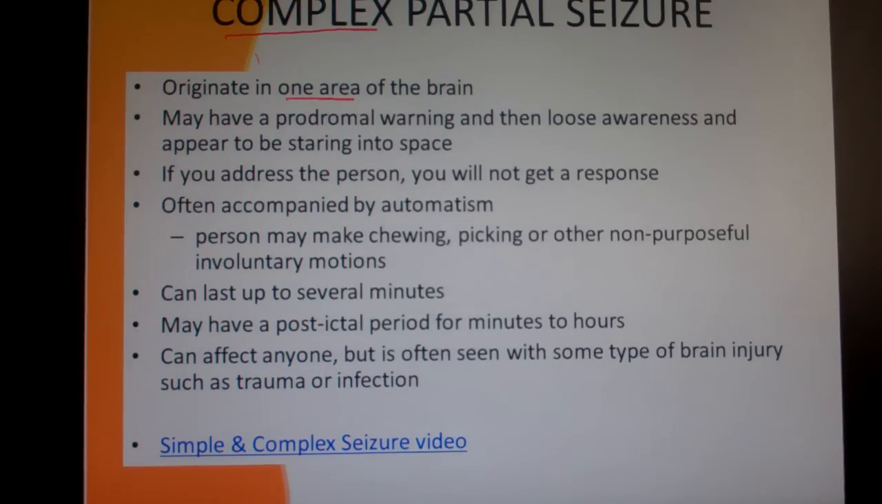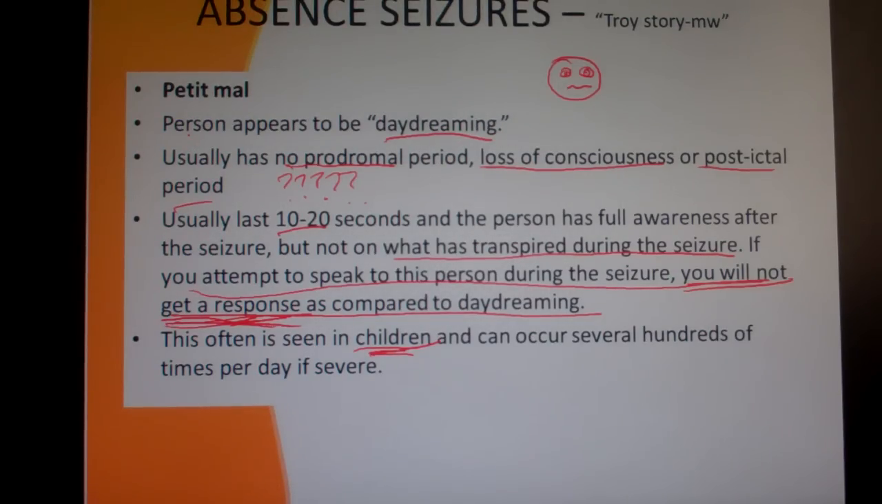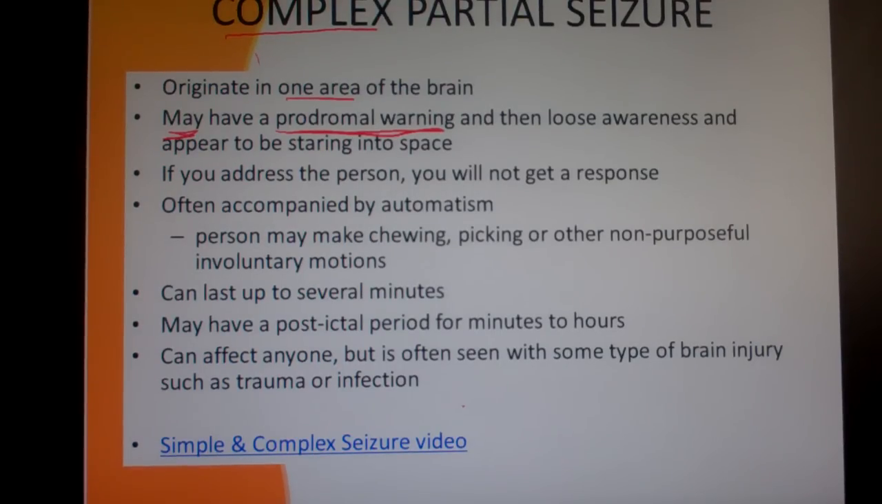So we're still at one area of the brain, and here you may have a prodromal warning. What did we say about the simple one? No, that wasn't what we were talking about. We were talking about absent seizures, the petit mal one, where you have no prodromal warning. Well, in the complex partial seizure, you may have one, and then lose awareness and appear to be staring into space. Sounds very familiar, doesn't it? If you address the person, you will not get a response. Same as that simple partial seizure. Everything is pretty much the same so far.